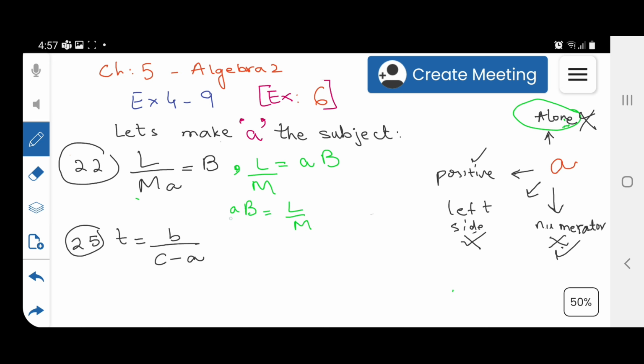Now our task is to make it positive, which it is already positive, and we want it alone. So this B is getting multiplied, so send it on the other side, and it will become in form of multiplication. So you can say in alphabetical order, you can say BM, because this will multiply, this will divide L, so it will come here with this M. So this will be the answer, final answer.